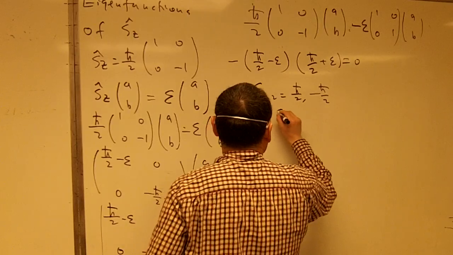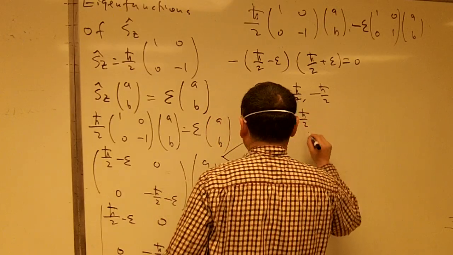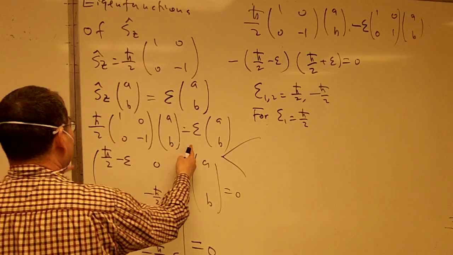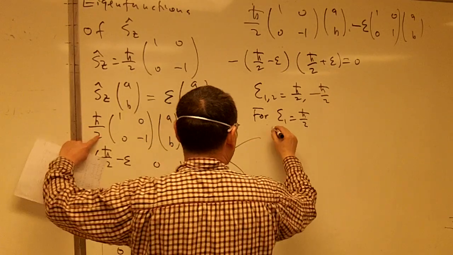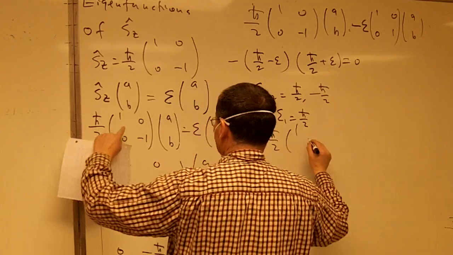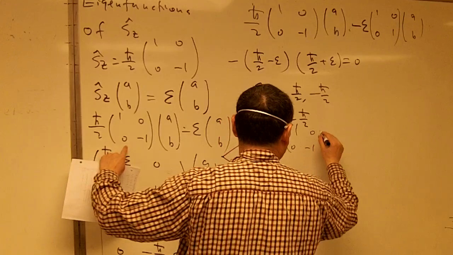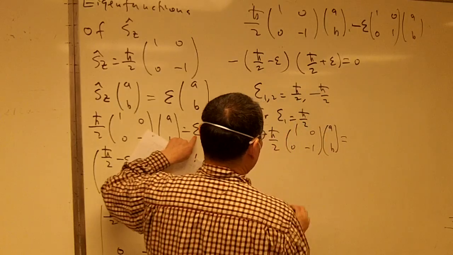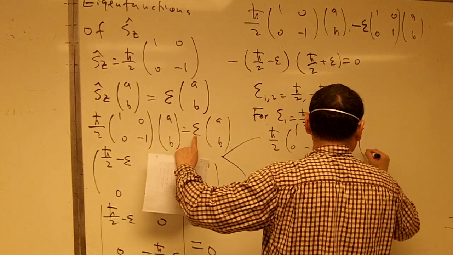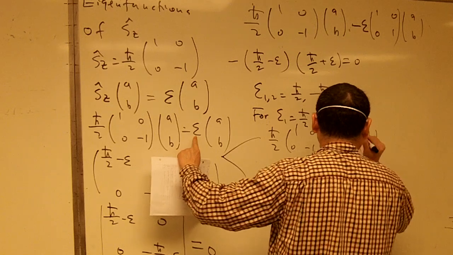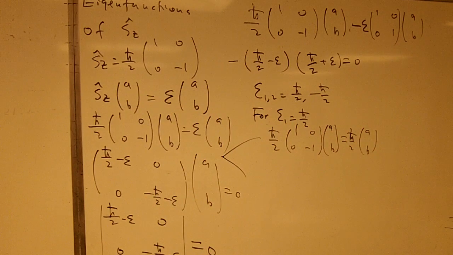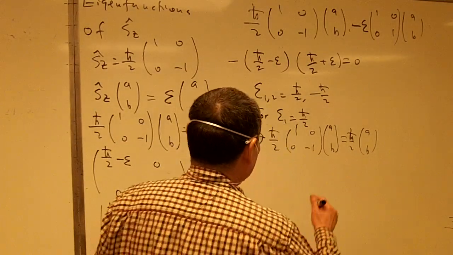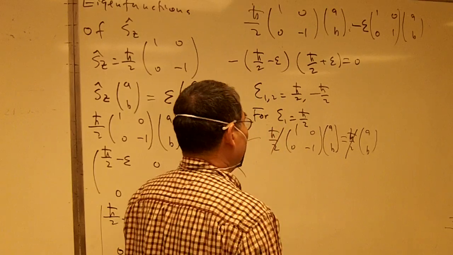For epsilon 1 equals h bar over 2, I'm going to plug this back into my previous equation. So let's do that. Plug this one here: h bar over 2, matrix 1, 0, 0, negative 1, times A and B. This is epsilon equals positive h bar over 2, times A and B like this. So I'm going to cancel these two terms out. H bar over 2 cancels out.